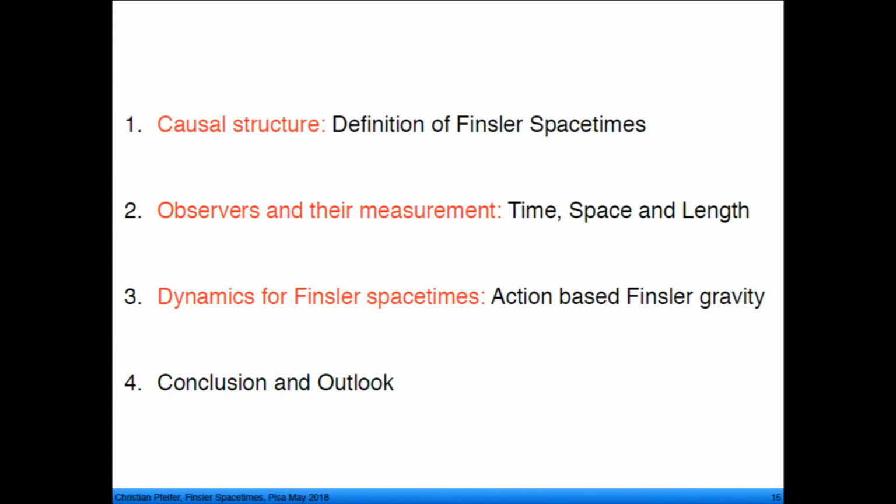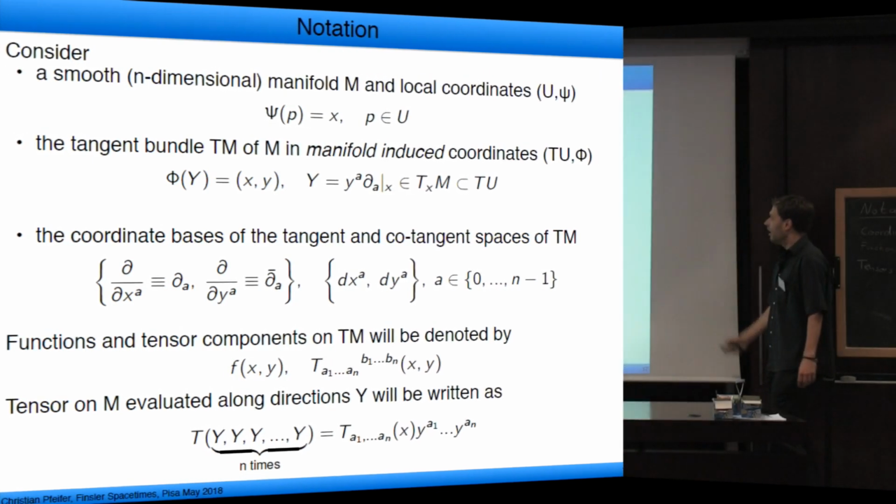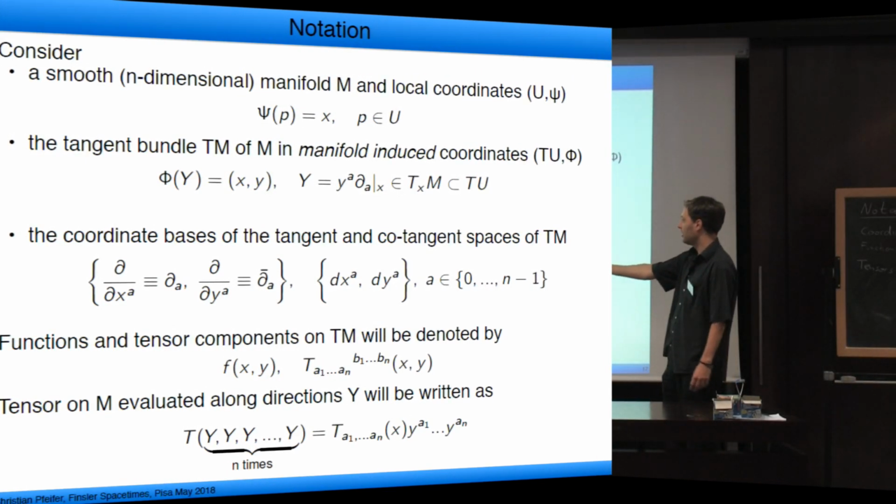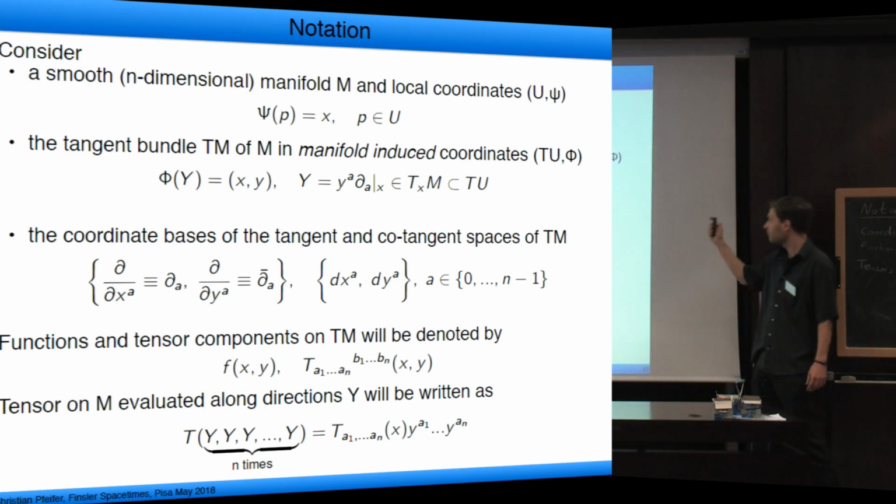So this is a short outline of my talk. I will give you a definition of Finsler spacetimes which guarantees the existence of a causal structure. Then I will discuss how we can model observers and their measurements, in particular the measurement of time, space, and length. And then I will give you an idea how we get dynamical equations which generalize the Einstein equations before I come to conclusion and outlook. Okay, notation I just said. Maybe the only thing I missed is that I denote the coordinate basis of the tangent and cotangent spaces of the tangent bundle by partial A, and these bar partials here are the derivatives with respect to the directions.